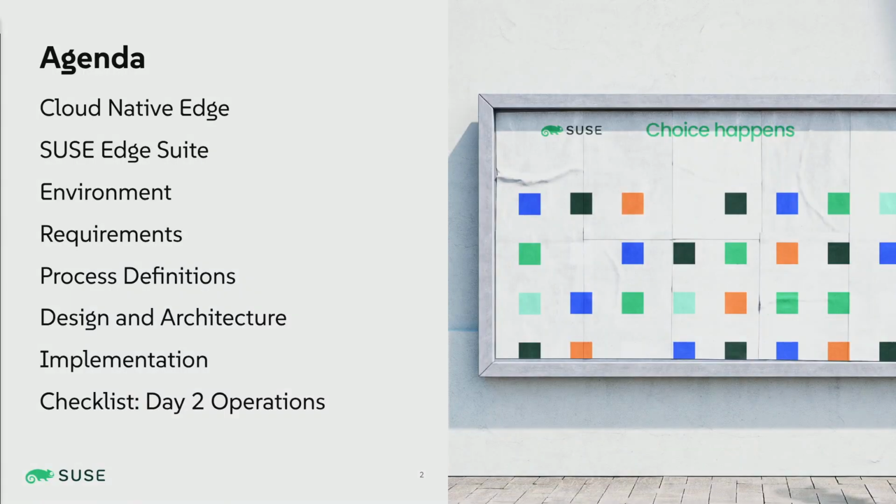And what are we going to do today? We're going to look again into Cloud Native Edge, so how that's going to look, then SUSE Edge Suite, well, what's the components, what do we use, and then we're going to dive into the environments, the requirements, everything you need to know to build it, and then you'll see how we've designed it for a couple of our customers. And then in the end, we'll tell you a checklist that you will need to prepare, that you will have to have ready for your day 2 operations. And with that, I'll hand over to Joe.